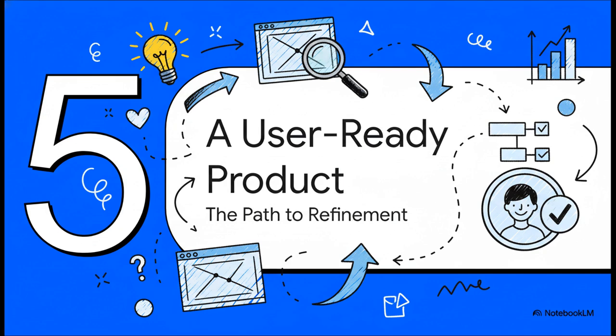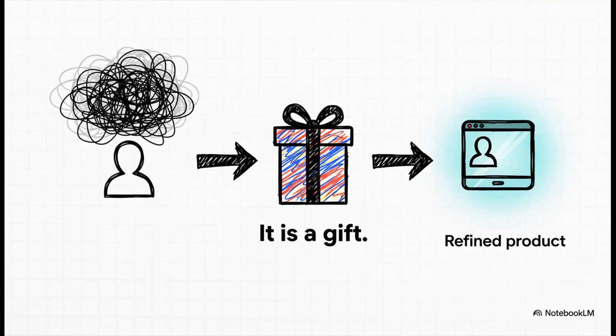Which brings us to our final section, moving toward a truly user-ready product. This is the ultimate mindset shift you have to make. A user getting stuck is not a failure of the user. It's not even really a failure of your design. It is a gift. It is a specific, valuable clue that points you right to the problem area. Every moment a user is confused is a step closer to making things clear. Every wrong click is a step toward making a product that is intuitive, refined, and actually ready for the world.